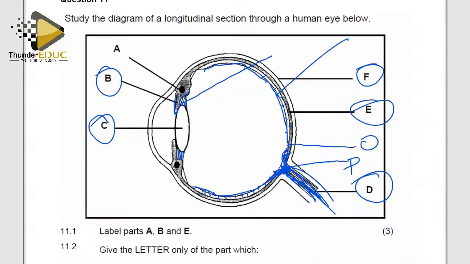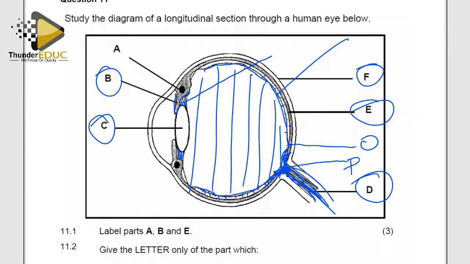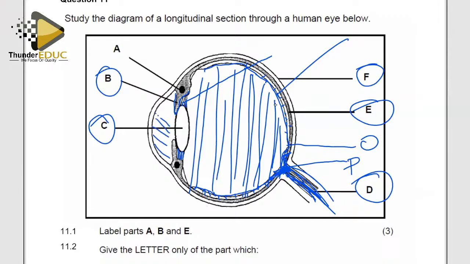Then how do you call this part of the eye, this part which I'm covering? The vitreous humor. And then how do you call the front chamber of the eye? The aqueous humor.